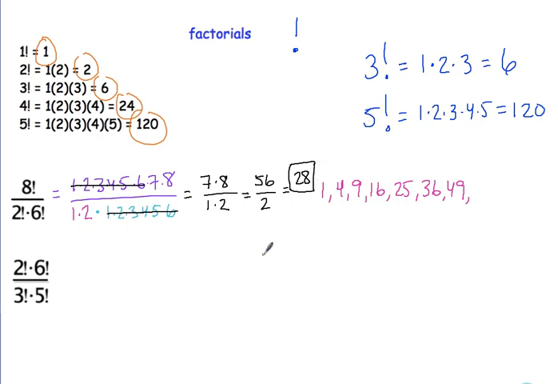So I don't have to actually figure out what those huge numbers are. I'm just going to use my idea of canceling to simplify it.